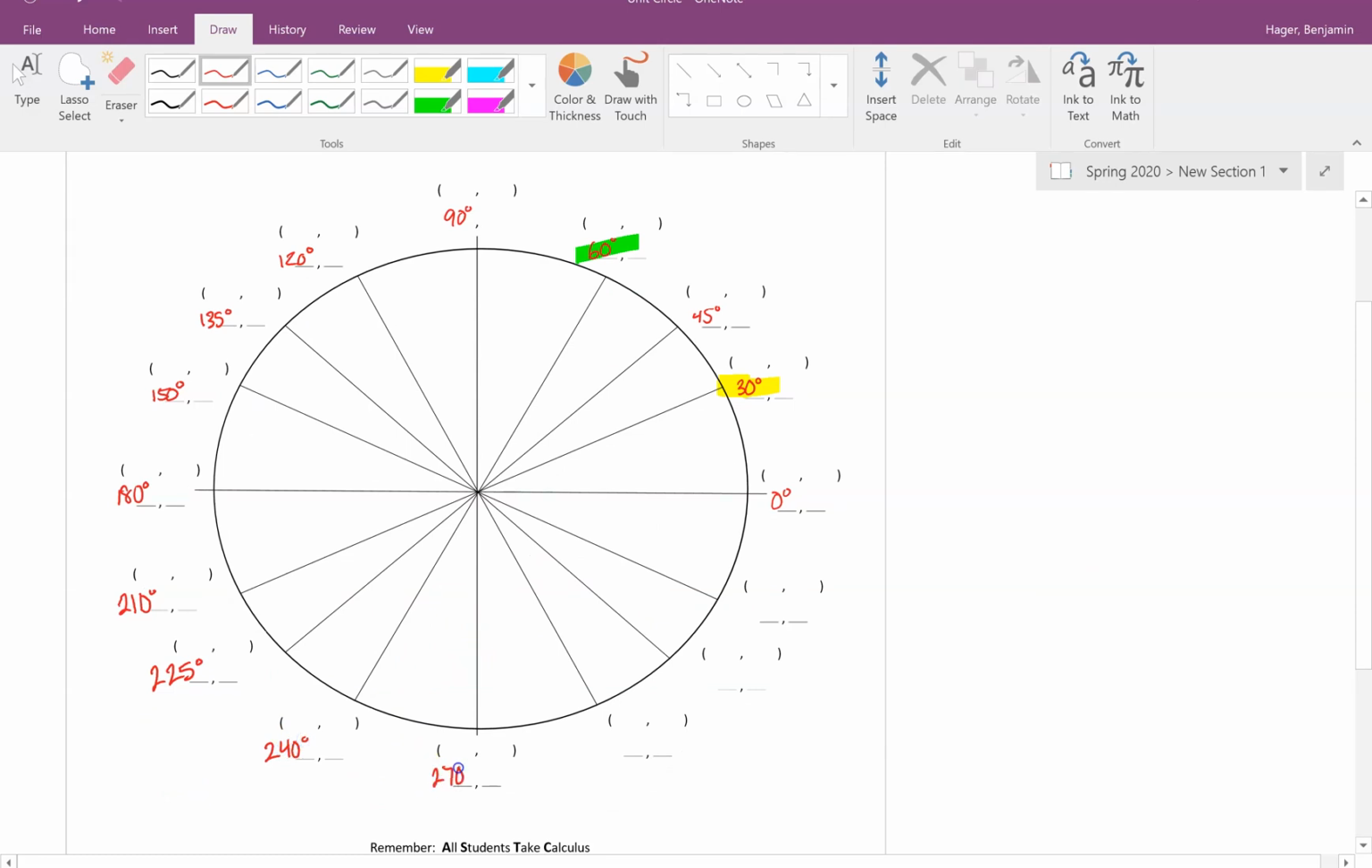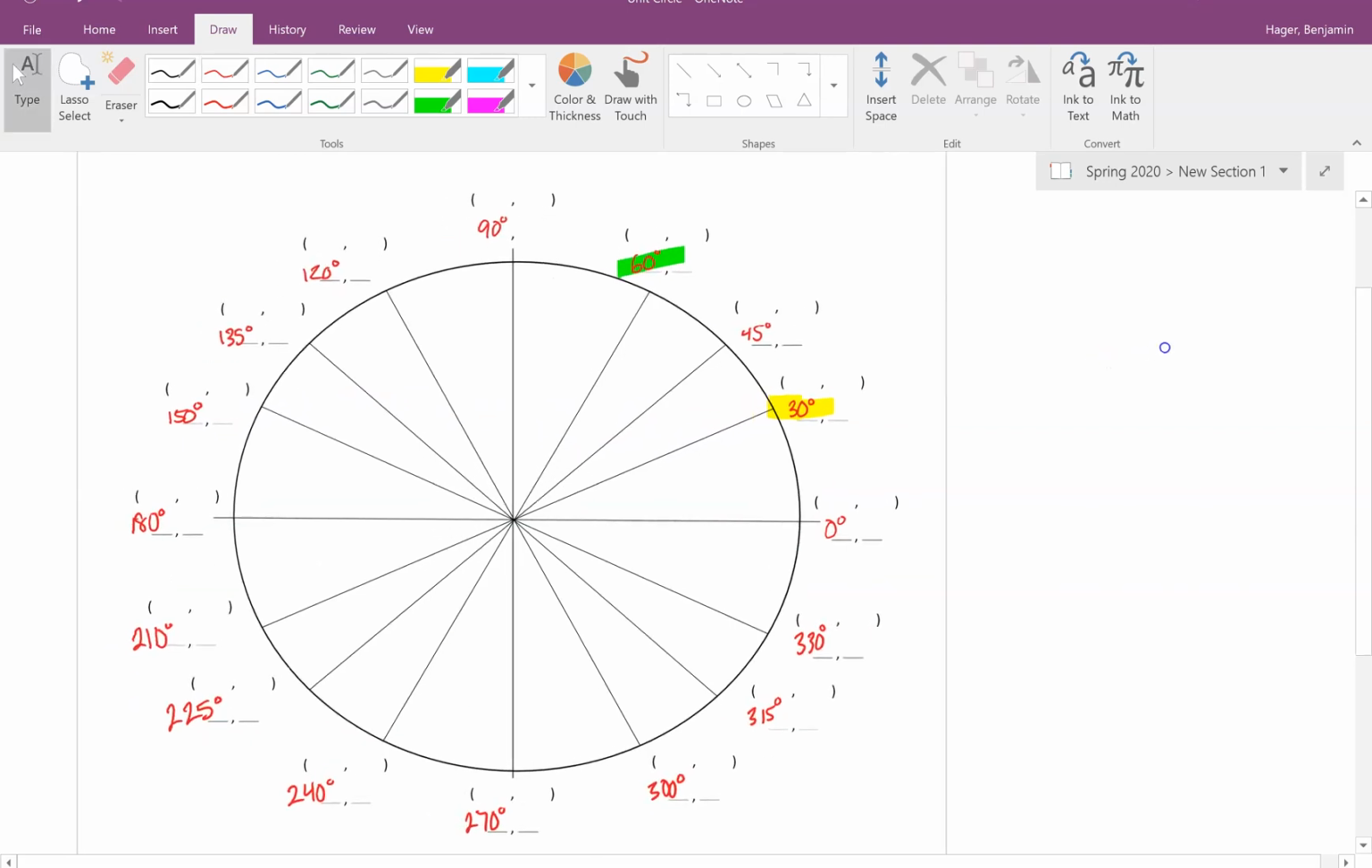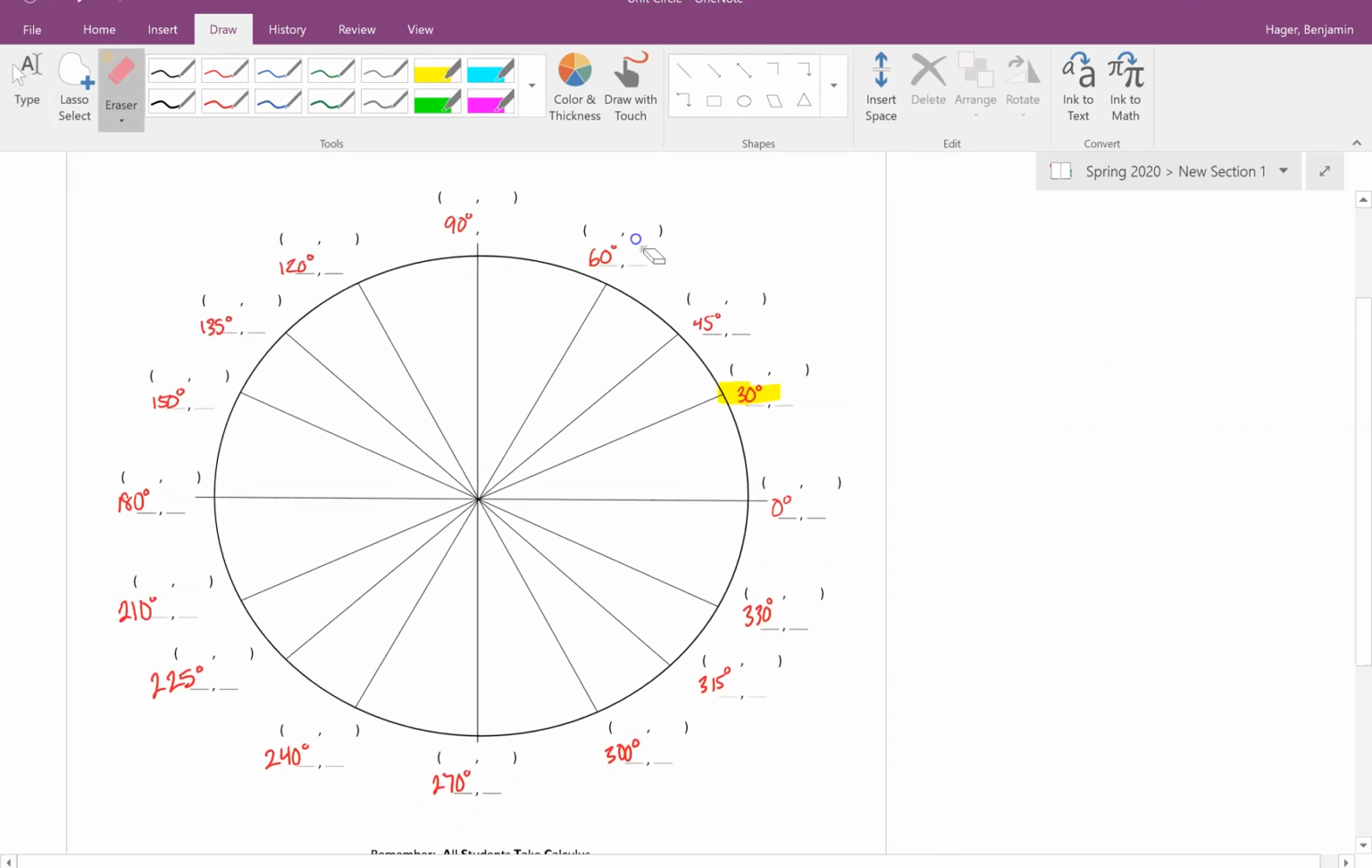Anyways, let me just fill in the rest of these for us. Let's see, 330. And let me put in the radian measurements as well. That's what the other line is for. And again, hopefully you've got some prior knowledge about radian measurements. So the radian measurements for these guys are going to be pi over 6, pi over 4, pi over 3, pi over 2.